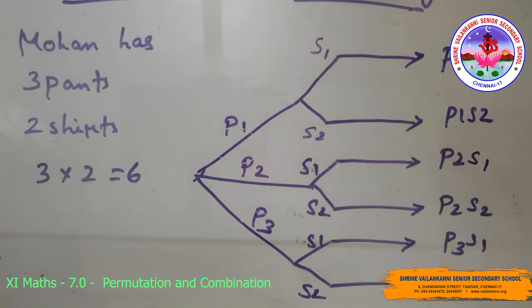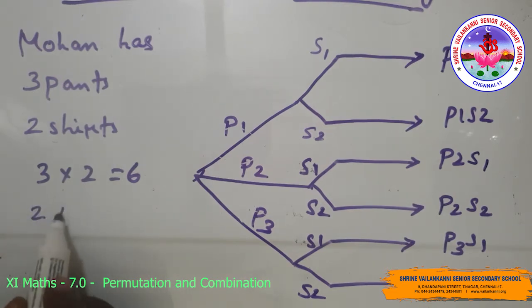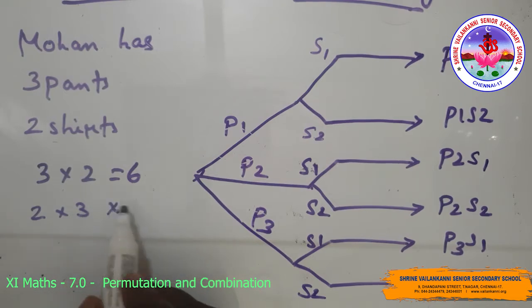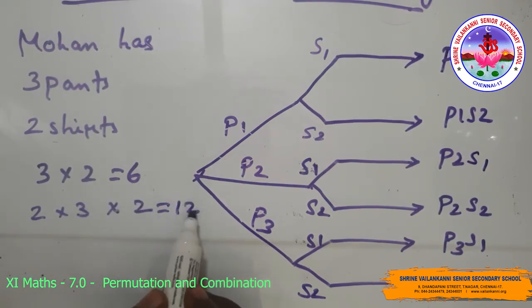Similarly, if Shabnam has 2 school bags, 3 tiffin boxes and 2 water bottles, in how many ways can she carry these items? So there are 12 possibilities. A school bag can be chosen in 2 different ways, a tiffin box in 3 different ways, and a water bottle in 2 different ways. So 2 into 3 into 2, which is 12. There are 12 possibilities in which she can carry these items.